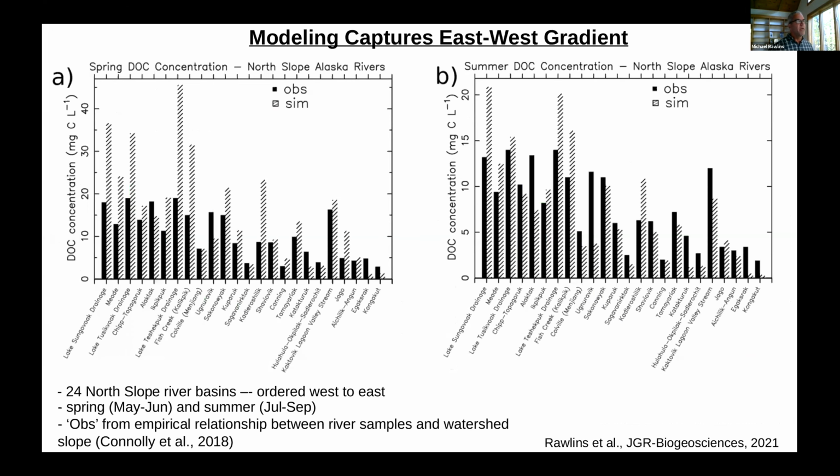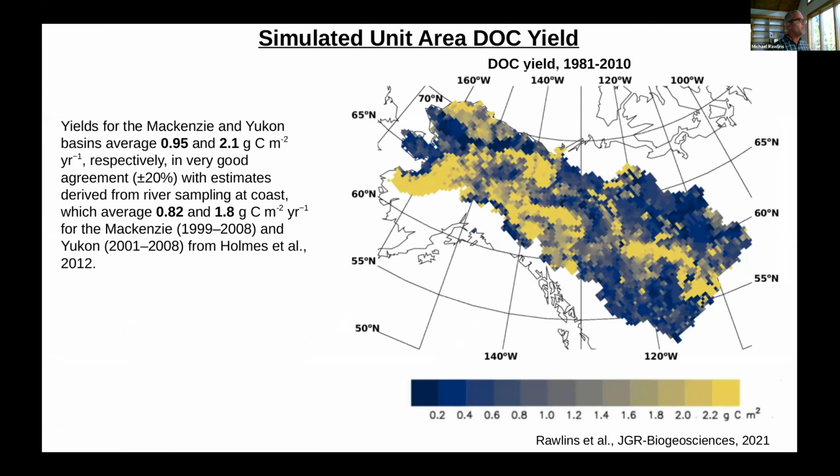If we look at DOC concentration for the North Slope rivers, we can see that the modeling captures the east-west gradient in DOC concentrations that we heard about yesterday. So the simulated DOC concentrations for the North Slope rivers match well the observations that are derived from the empirical estimates that we talked about earlier.